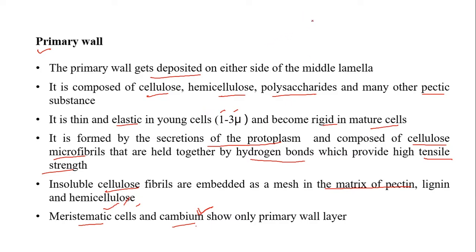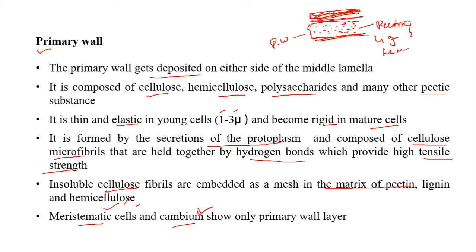If you look at the primary wall under an electron microscope, imagine this to be the middle lamella. On the middle lamella is the primary wall. This whole thing, I'm expanding it and drawing the primary wall. The primary wall has two parts. One is the amorphous substance which is formed by pectin, lignin and hemicellulose. This is the amorphous material; these substances are not forming fibrils, they are just forming the amorphous matrix.